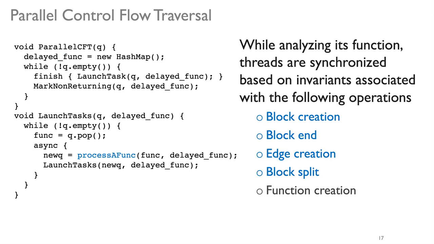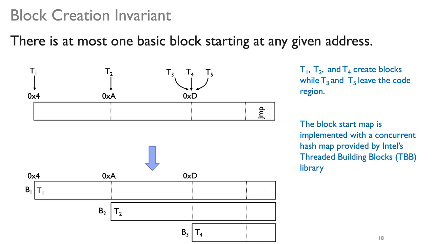Next, let's discuss how threads concurrently build a graph. While analyzing functions, threads are synchronized based on 5 invariants. We will discuss the first 4 using an example. In the following several slides, we'll use an example to discuss the 4 invariants we designed.